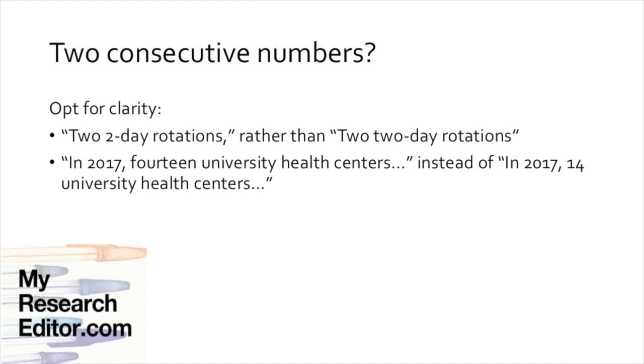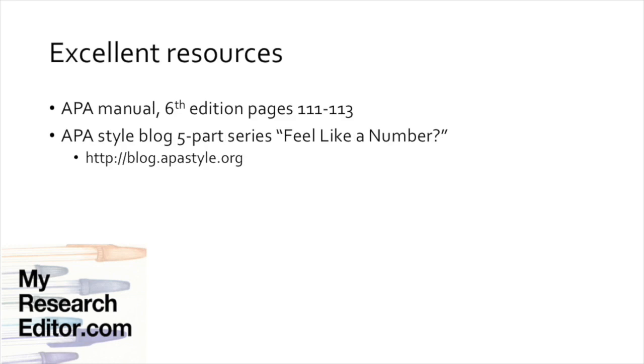You can always review pages 111 to 113 in the 6th edition of the APA manual to make sure you're getting all of your numbers correct. And I encourage you to check out the 5-part series Feel Like a Number on the APA Style blog. It covers just about everything you could ever want to know about APA style and numbers.